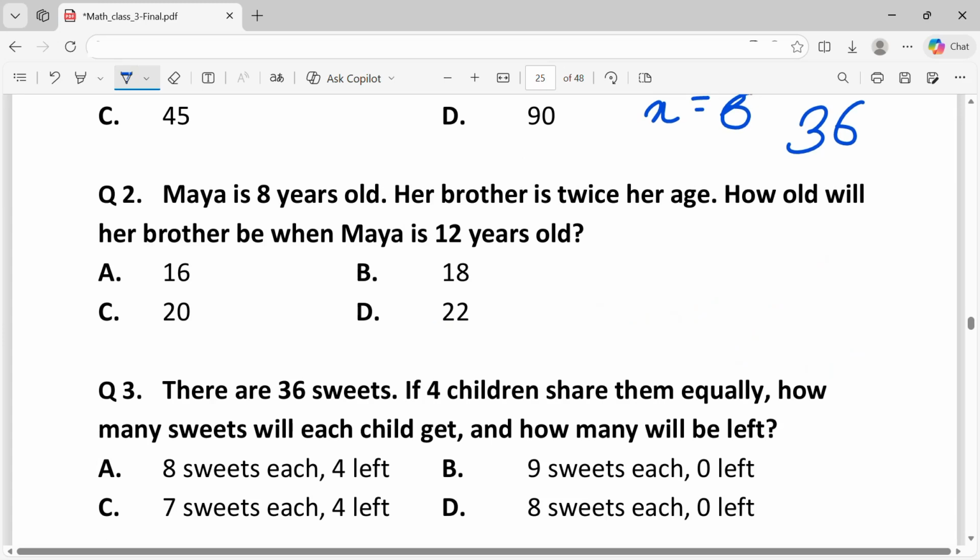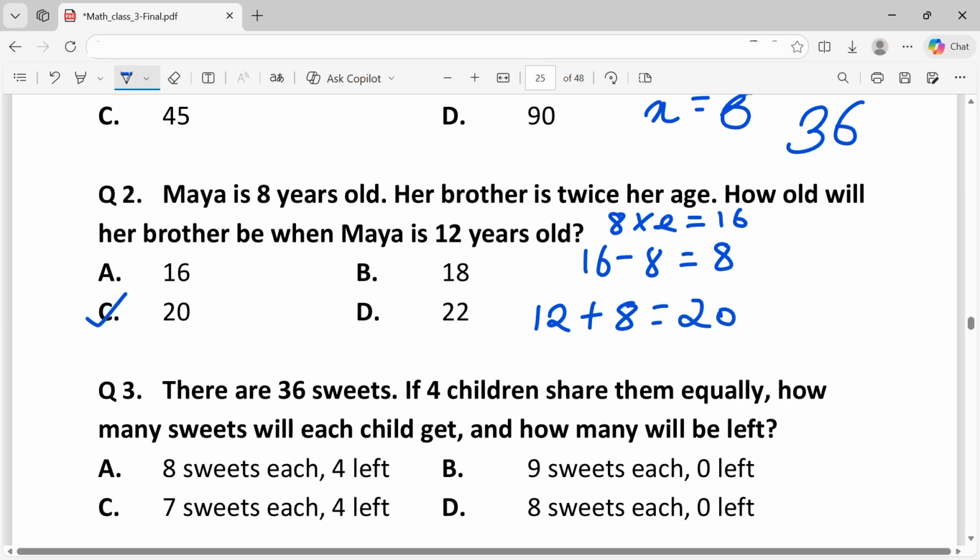Question 2. Maya is 8 years old. Her brother is twice her age. How old will her brother be when Maya is 12 years old? Her brother's current age will be 8 into 2, which is equal to 16. So the age difference between Maya and her brother is 16 minus 8, which is equal to 8. When Maya is 12 years old, her brother's age will be Maya's age plus their age gap, that is equal to 20. That is option C.